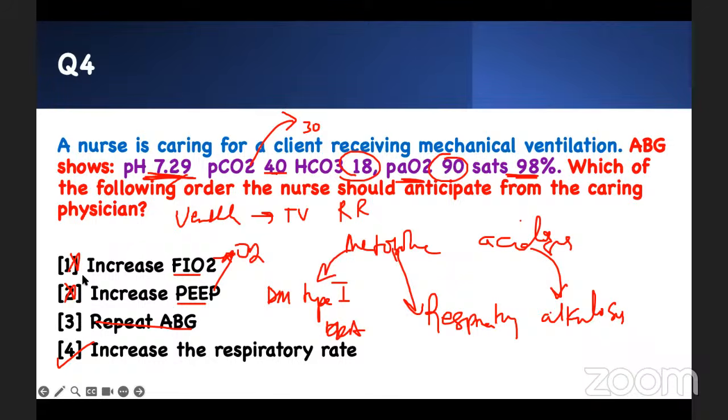How will you increase the respiratory rate? You turn it, there's a knob on the ventilator. Usually when you have a ventilator, you have to put a FiO2. That's how much oxygen in it. Probably 40% oxygen you're going to breathe.